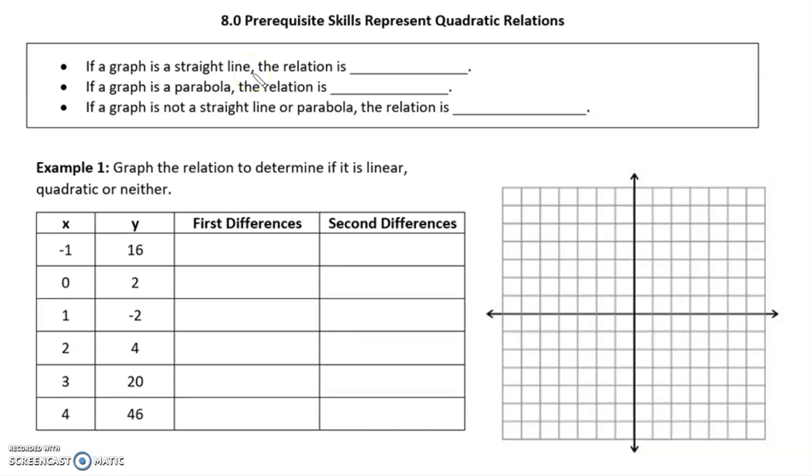8.0 Prerequisite Skills under Represent Quadratic Relations. Okay, so if a graph is a straight line, then the relation is linear. And if a graph is a parabola, so remember parabolas look like this, happy faces, right? The relation is quadratic. Okay, and if the graph is not a straight line or a parabola, the relation is just simply neither linear or quadratic.